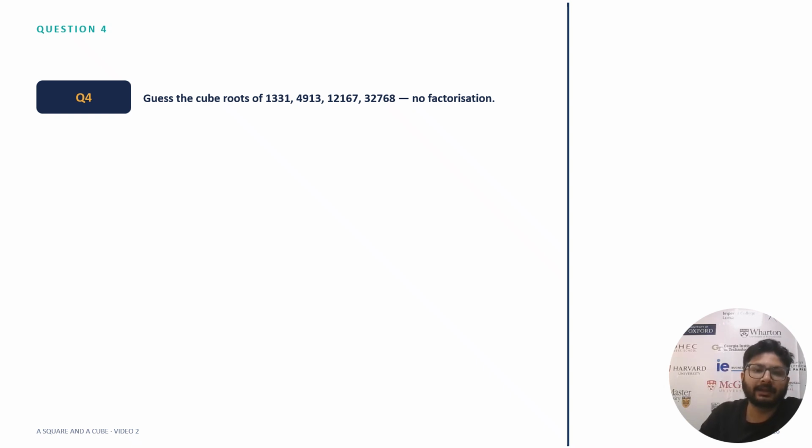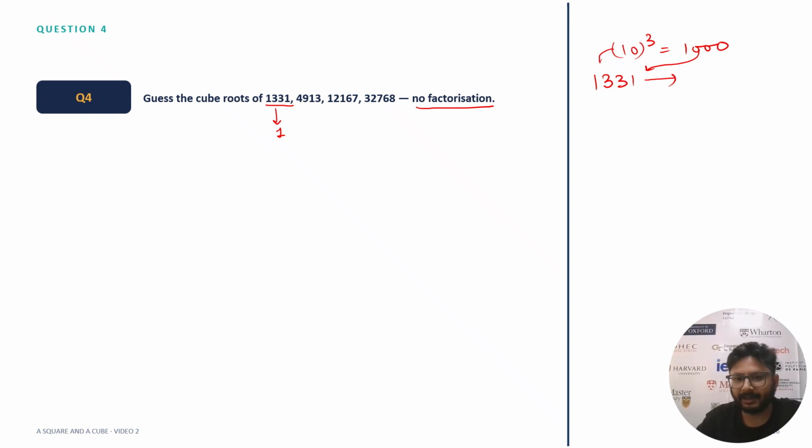So again, you will not do factorization. It is given in the question. You can simply do the guesswork or the approximation. So the original number should end with a 1, right? If I talk about 1331, just think about 10 cube. It is nothing but 1000, very close to this number, right? So it can be 11 cube. You just check it. It is going to be the correct one.